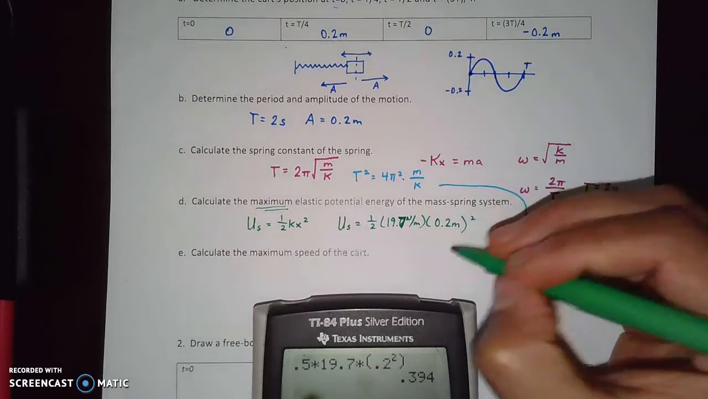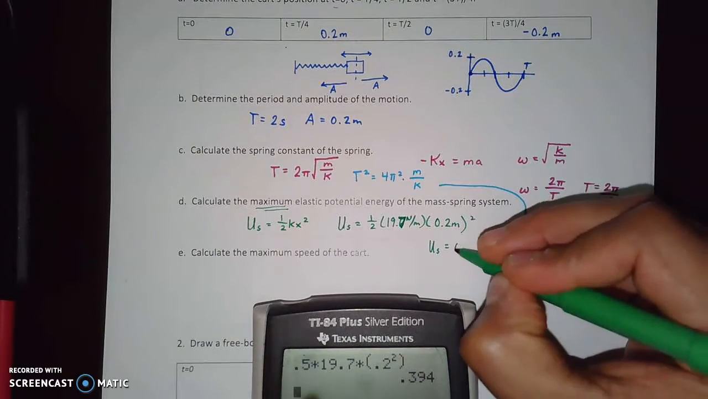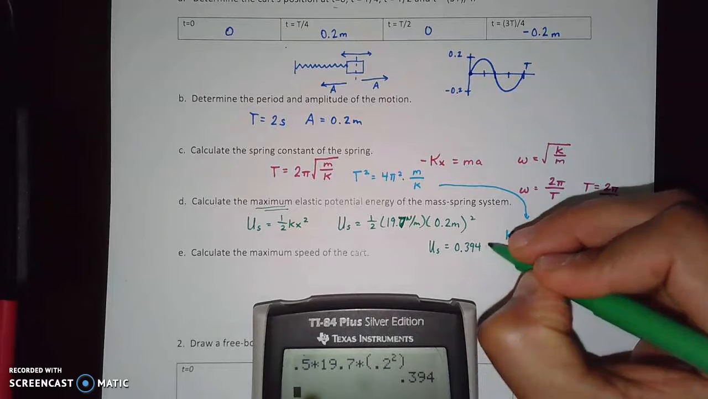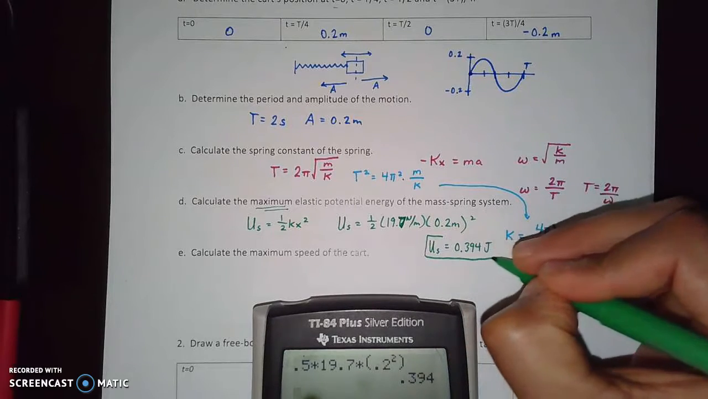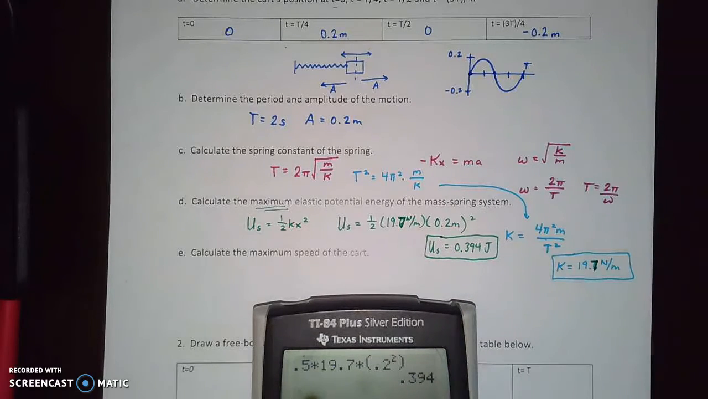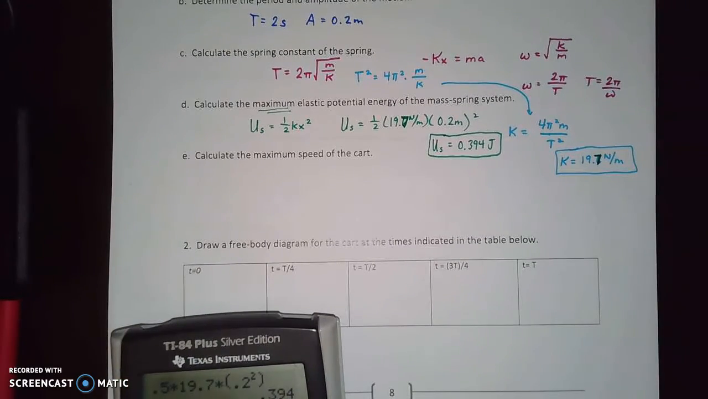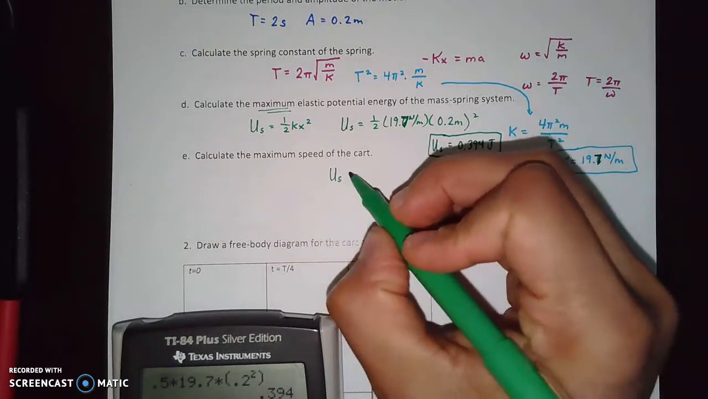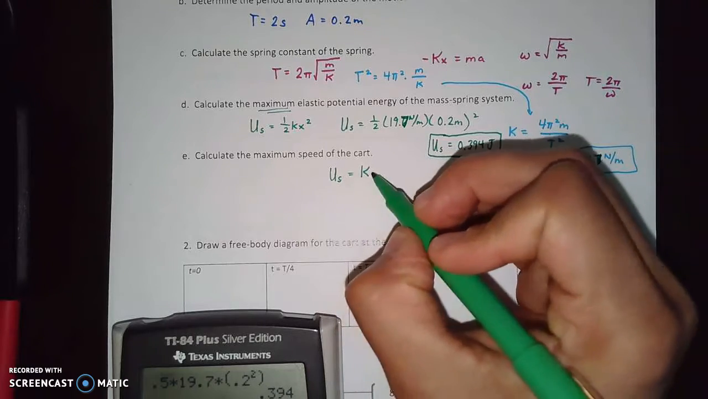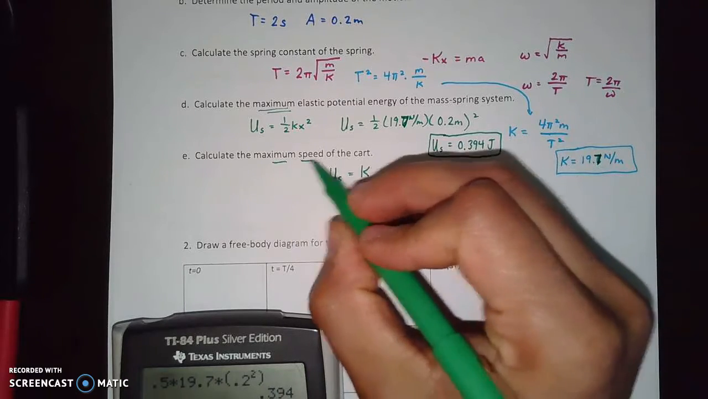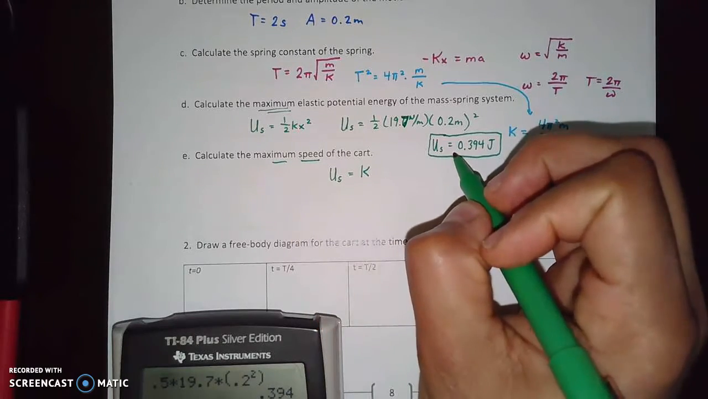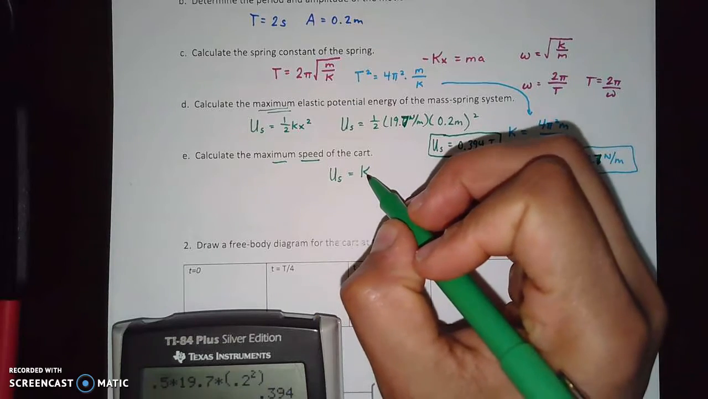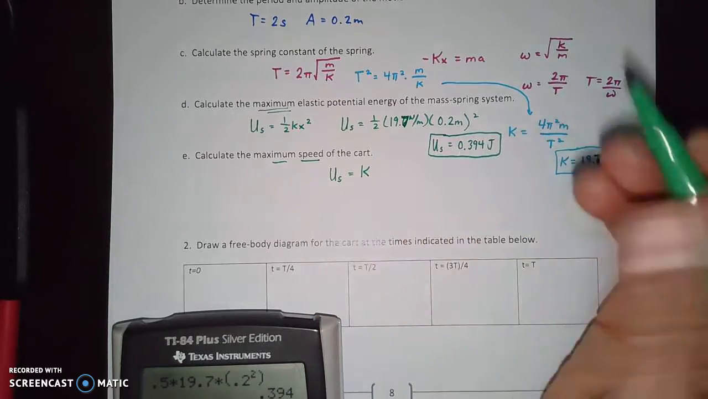And we get our spring potential energy to be 0.394 joules. So that is the maximum elastic potential energy that I have in my system, which means that's the total amount of energy I have in my system. And at some point, since that is my total energy, the maximum speed occurs when my spring potential energy is 0 and my kinetic energy is maximum, or 0.394.